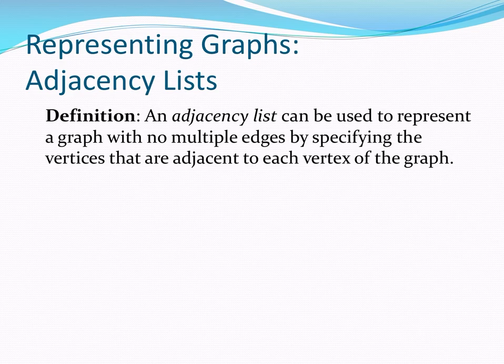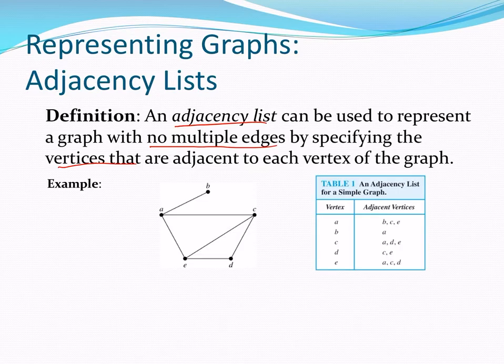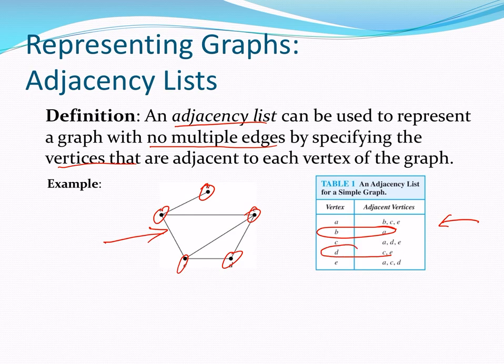If we want to represent a graph, one way to do that is with an adjacency list, as long as the graph does not have multiple edges. And we can specify vertices that are adjacent in this way. So here I have a traditional graph representation and an adjacency list representation for that same graph. You see that B is adjacent to A, and we see that in that line right there. D is adjacent to C and E, and we see that in that line right there.